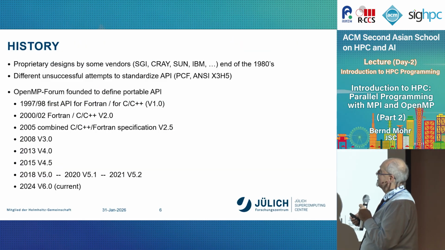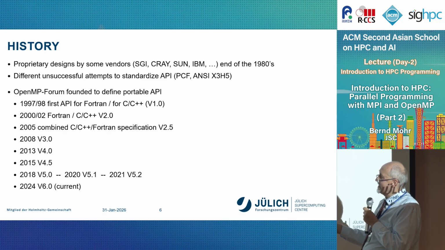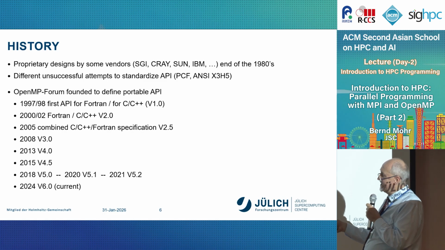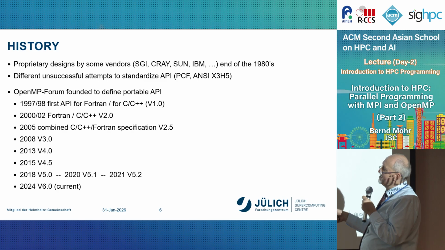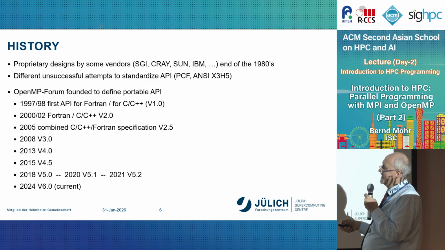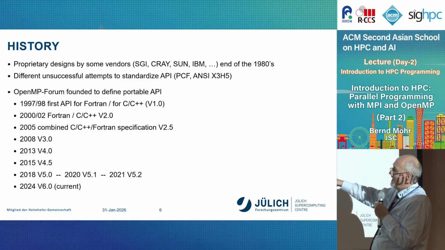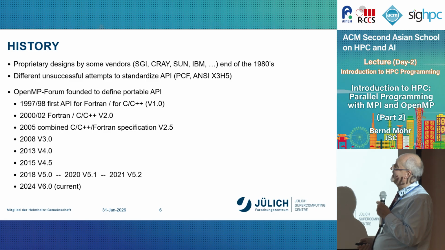Okay, again, a little bit of history. It started out very early. There was the first version, 97 for Fortran, 98 for C. When a new version came out, they realized it's almost the same, so in 2005 they combined it. And since then, we are adding and adding stuff. Basically, version 2 or something is what we need here.